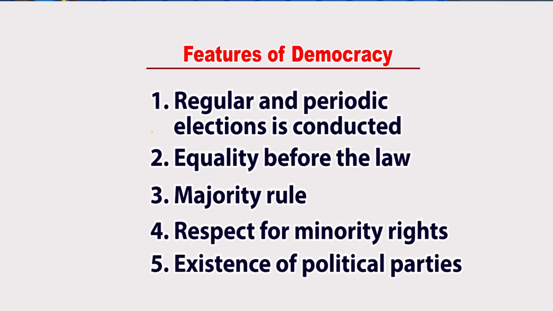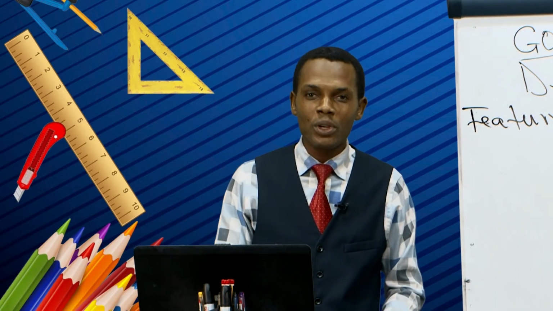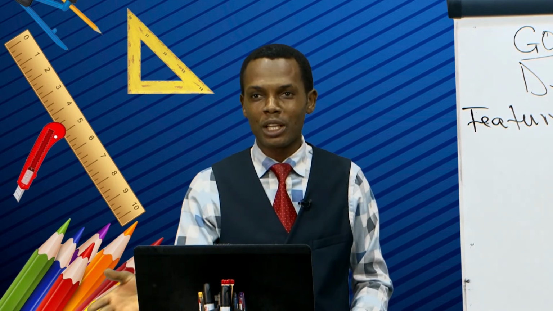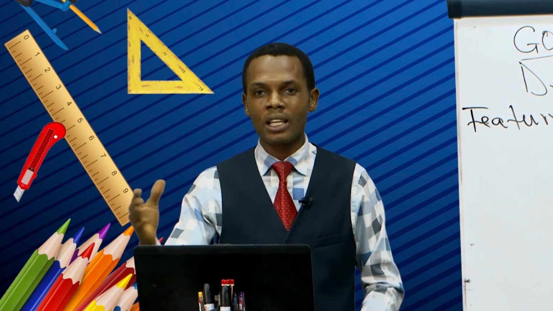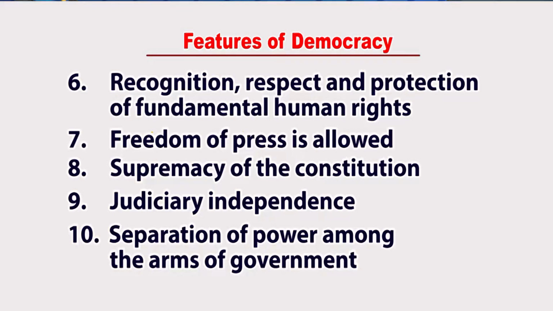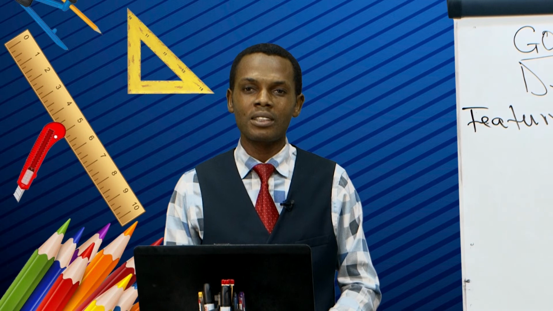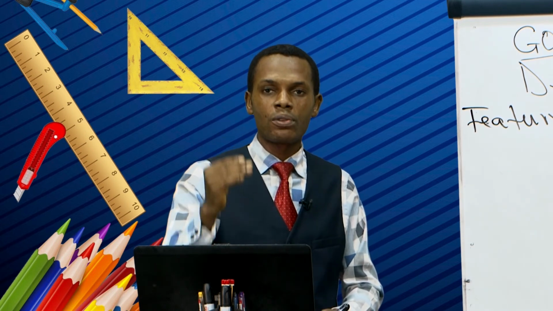Number five, existence of political parties. In every democratic setting, we have political parties. And like in Nigeria, we have so many of them, so many political parties, bearing different logos and having their own mottos and the rest of them. Number six, recognition, respect, and protection of human rights operate in a democratic setting. You know, I told you it's a feature of rule of law.